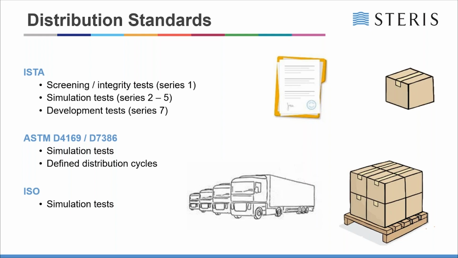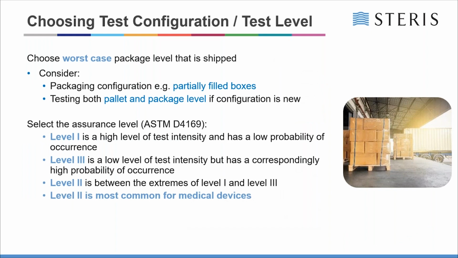Or you also have the likes of ISO 4180, which is rarely used, but it references a lot of different standards that are referenced or have been referenced in the ASTM and ISTA standards. When you're doing your testing, you need to choose a typical test configuration and test level that you're actually going to use. So you need to choose the worst case packaging configuration and what is that going to be. So typically the worst case would normally be the lowest level that you can actually ship the product at.